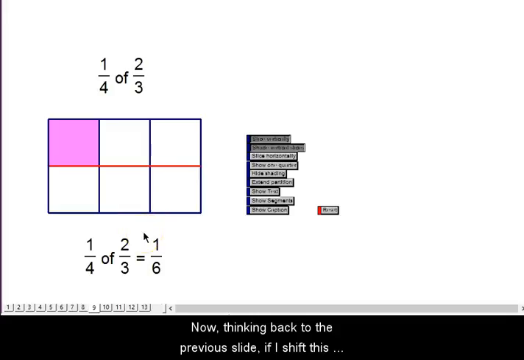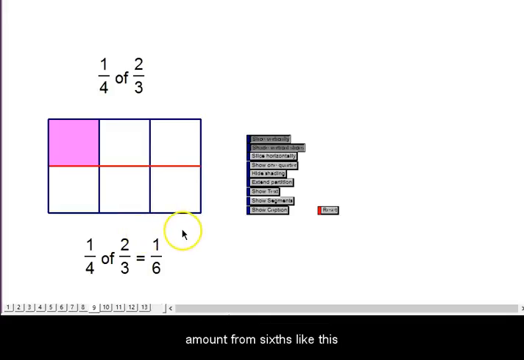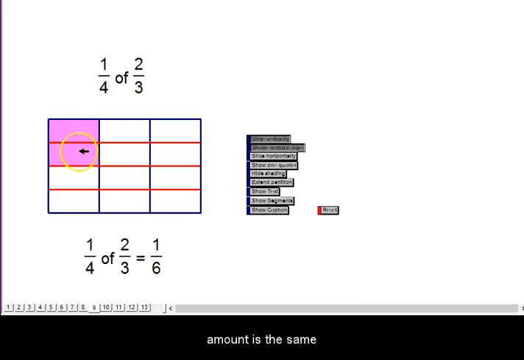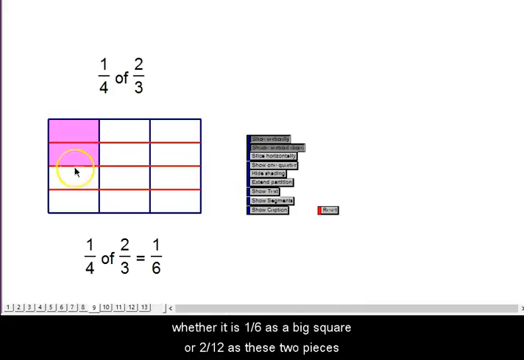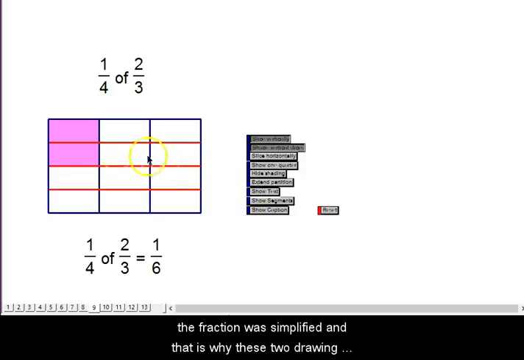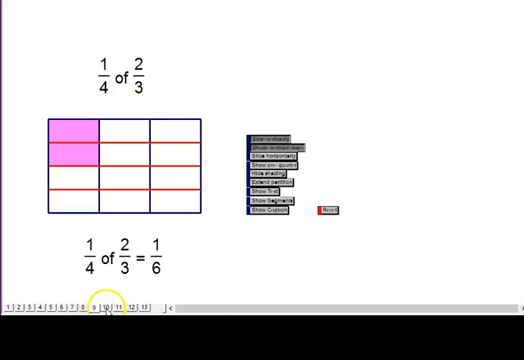Now, thinking back to the previous slide, if I shift this amount from sixths like this, and I make it into 12ths like that, you can see that the pink amount is the same, whether it's 1/6 as a big square or 2/12 as these 2 pieces. But the way it's measured in relation to the whole is what changed when the fraction was simplified, and that's why these 2 drawings were different.